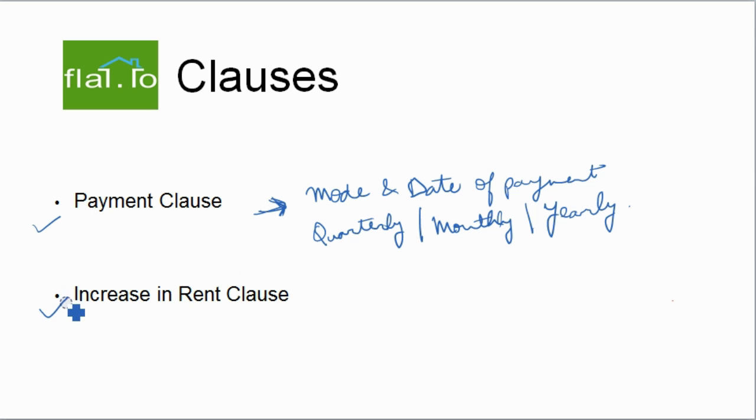Next is the increase in rent clause. This is a very important clause as it will decide how much the rent will increase over a period of time. You must check out for figures like 10 to 15% increase over a period of 3 to 4 months.